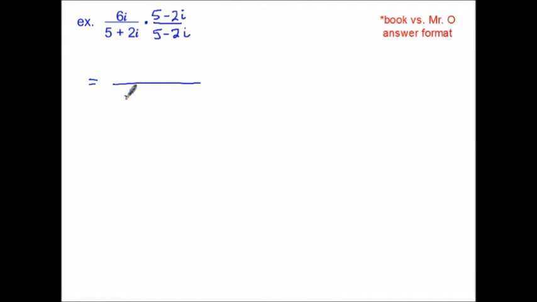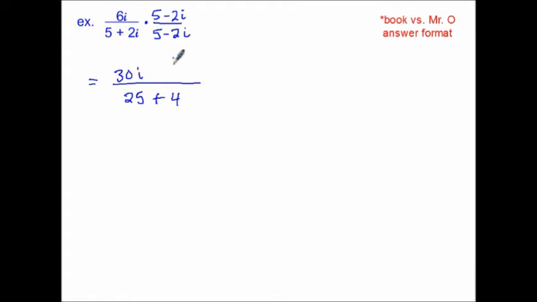So here I'm just going to cheat and go to the 25. And then again I'm going to get a negative 4i squared, which is going to turn into a positive 4. So go a little bit quicker that way. Okay, and at this point, now the 6i distributes into the 5, giving me a 30i.